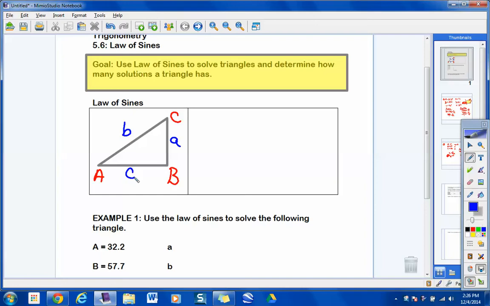Okay, so here's what the law of sines says. It says your length a over the sine of its angle, which is going to be the sine of which letter? Well, A. That is equal to length b over, anybody got a guess? Sine of capital B, which is going to also equal small c over the sine of capital C. All right?